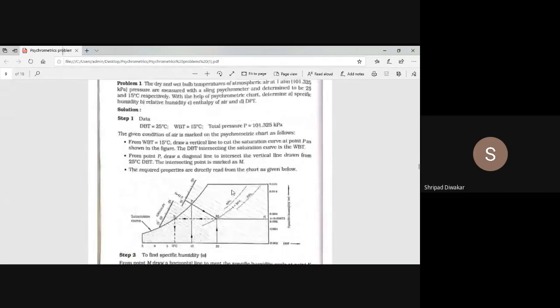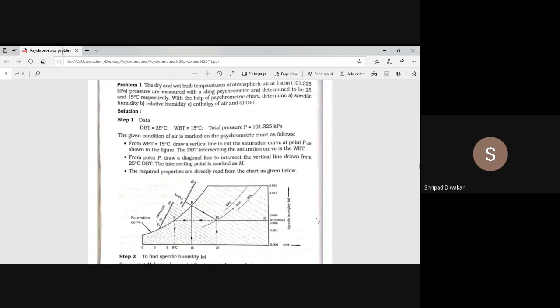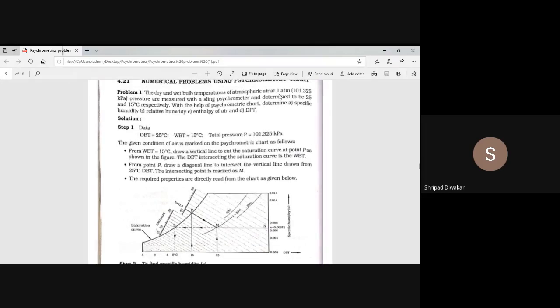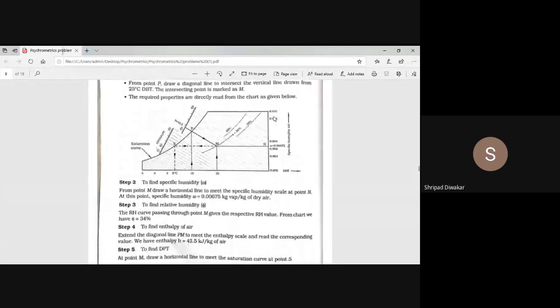So now I'll explain the same thing, how, as you already know, to solve using a psychrometric chart. The first problem I gave was 25 degrees Celsius and 15 degrees Celsius. That first problem I solved, how to solve it using the psychrometric chart. But here they have not mentioned it. Suppose you are given the psychrometric chart, you have to refer to it. You have already studied the psychrometric chart.